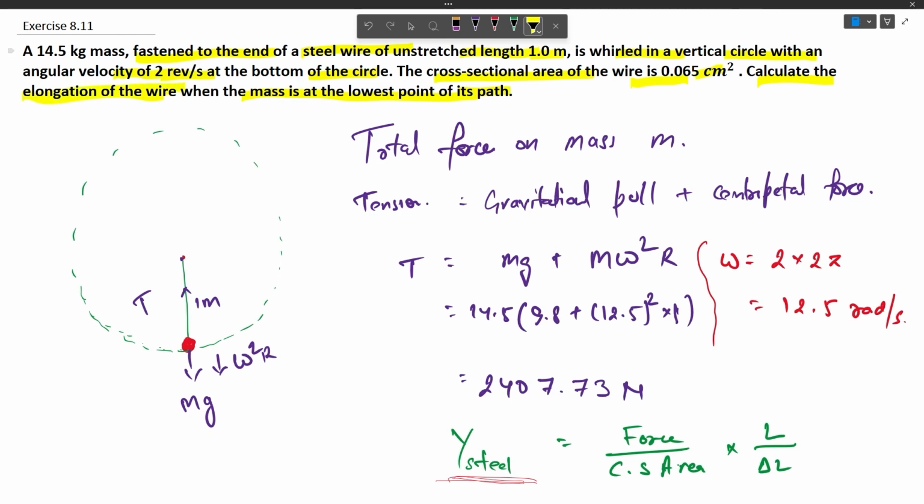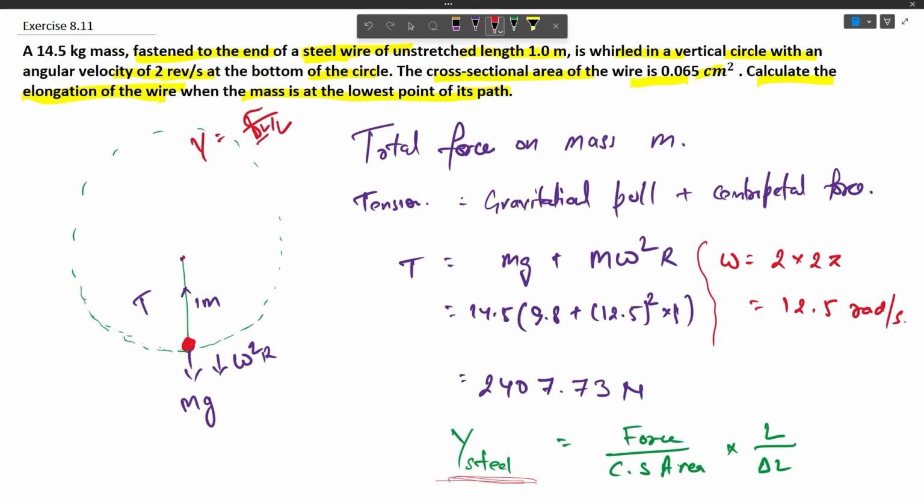Now for the calculation of elongation of wire, we need to know the Young's modulus of the wire, and the material for the wire is steel. So according to the formula of Young's modulus, Y is equal to the stress induced divided by longitudinal strain, that is delta L by L.